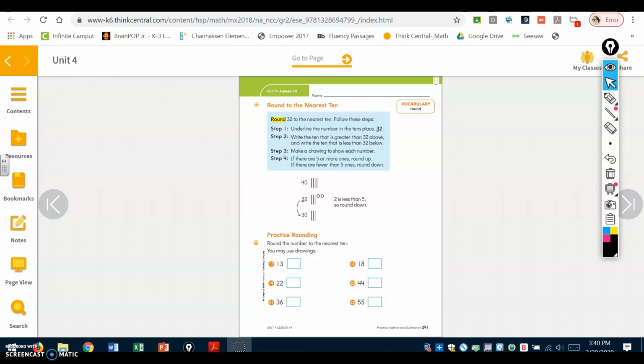Round 32 to the nearest 10. Follow these steps. Underline the number in the tens place. So that's the 3. So it's underlined 3 because the 3 is in the tens place. Write the 10 that is greater than 32 above. So after 30 comes 40. So they wrote 40 above. And then make a drawing to show that number.